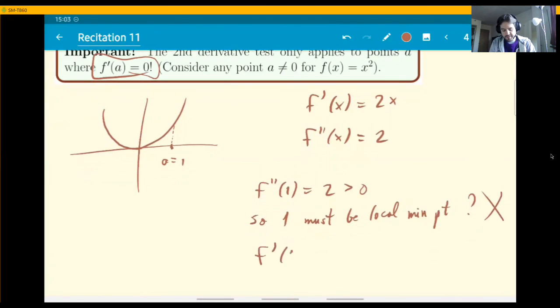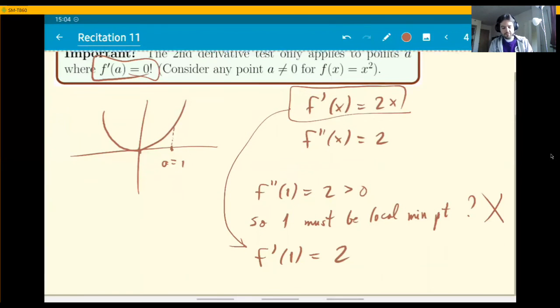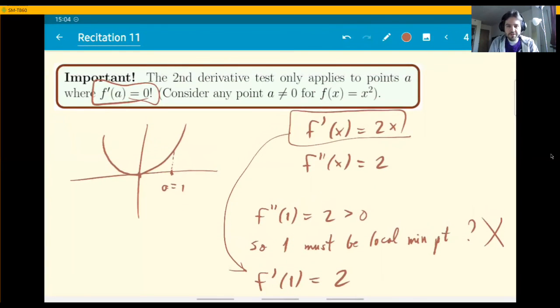Notice that the first derivative at 1 is not 0. It is also 2 because of this. So in this problem, you would only be able to apply the second derivative test to the number 0. That's the only location where f prime is 0. And that's correct. It's giving you that this point is a local minimum as it is. So please don't apply the second derivative test to points which are not critical points.